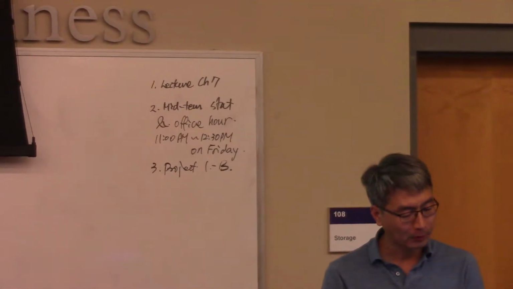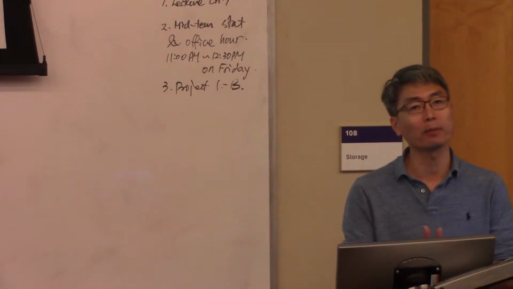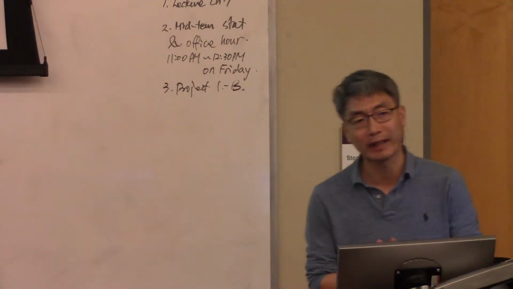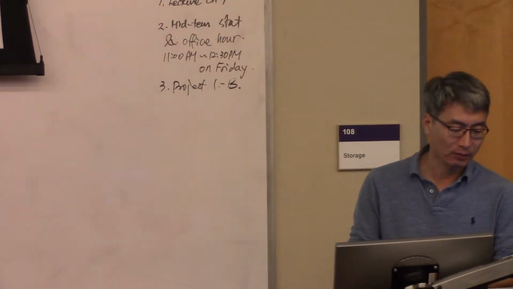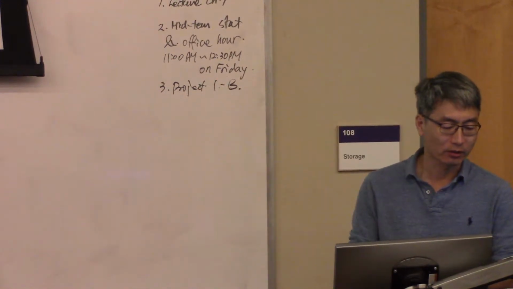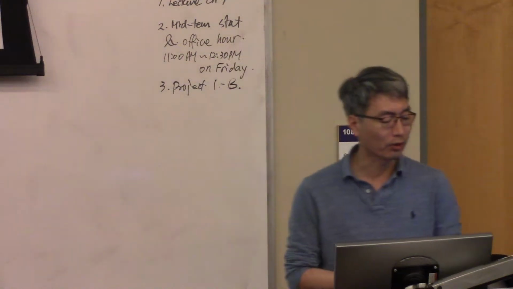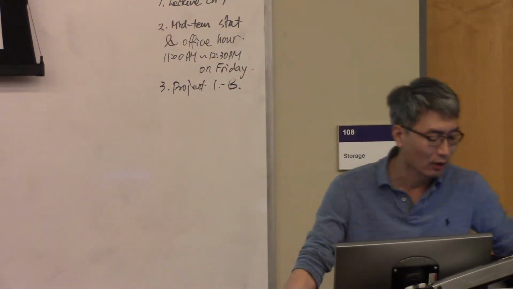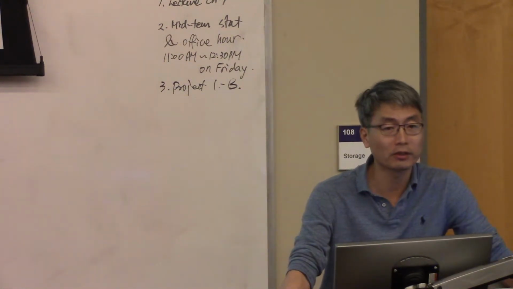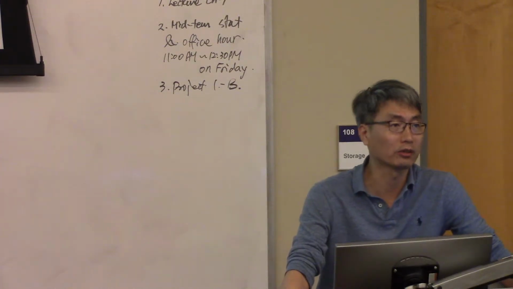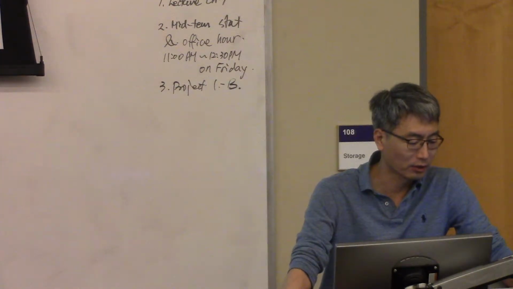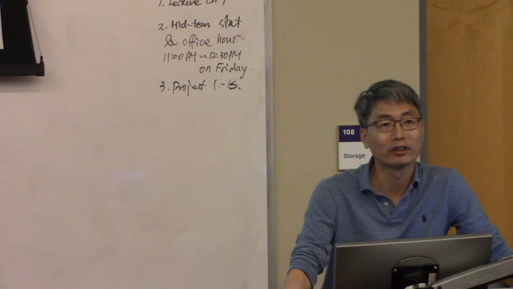The average is 49 to 50. I usually expect the upper 60s to 70 for the average, and this time it's much lower than that. So even though I'm going to consider a curve for the midterm exam, it's still lower than usual. So you need to work hard for the other activities.